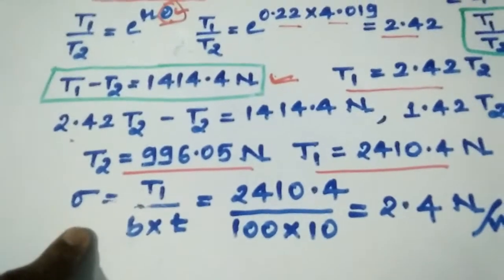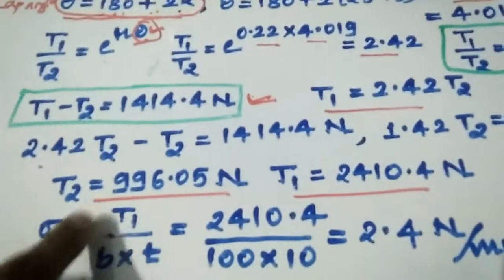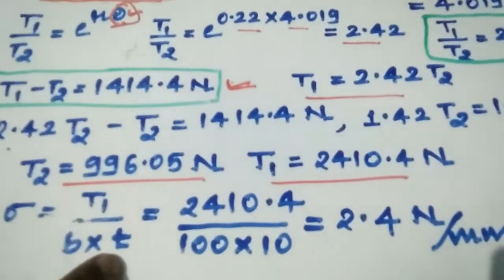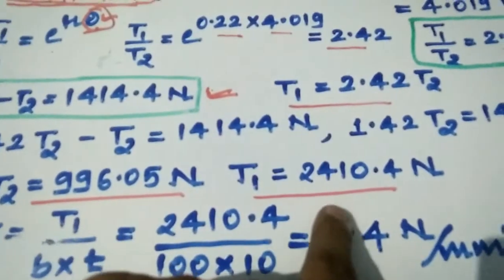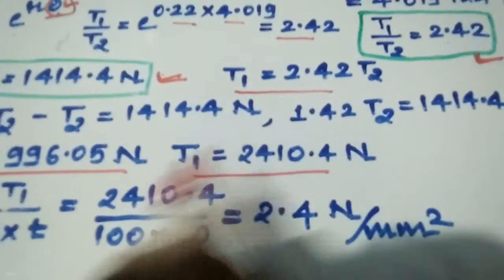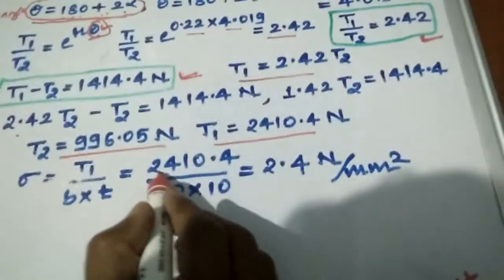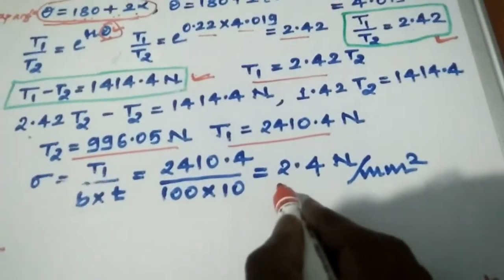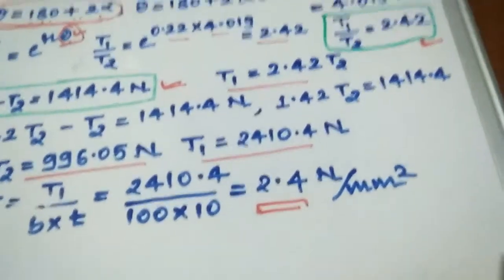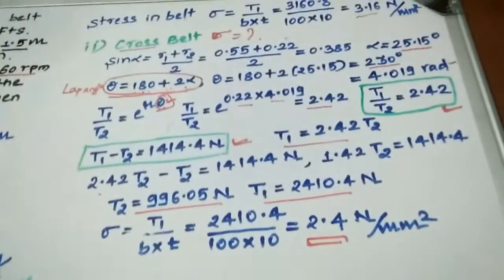Then finally you find the stress equal to T1 by Bt, the width of the belt into thickness. T1 is already determined for the cross belt, that comes as 2410.4 Newton. Finally you substitute in this way and you will get the stress in the cross belt as 2.4. Okay, thank you. I'll stop here.